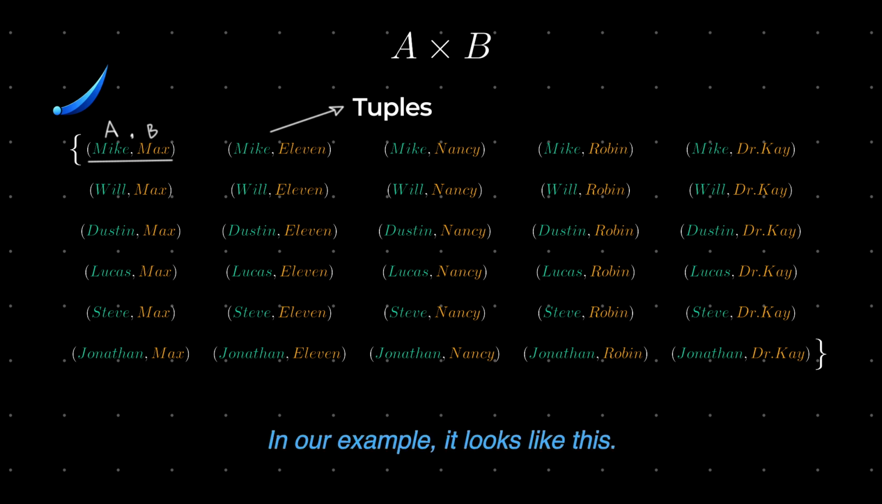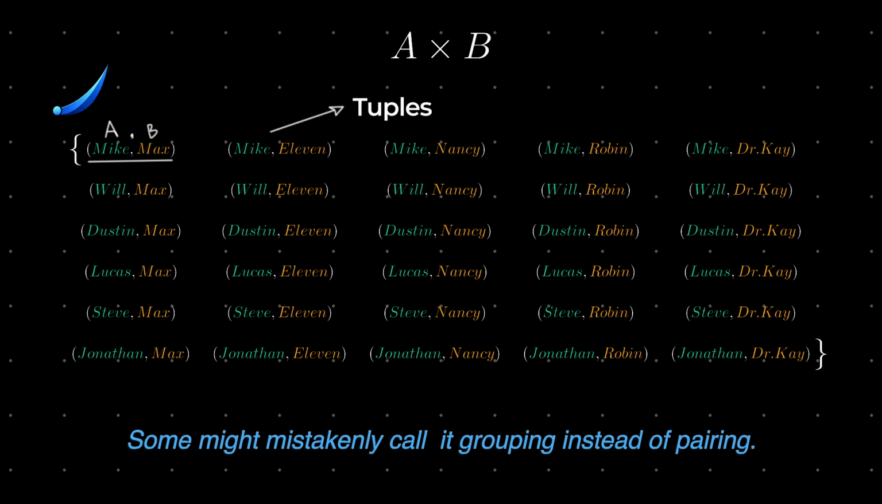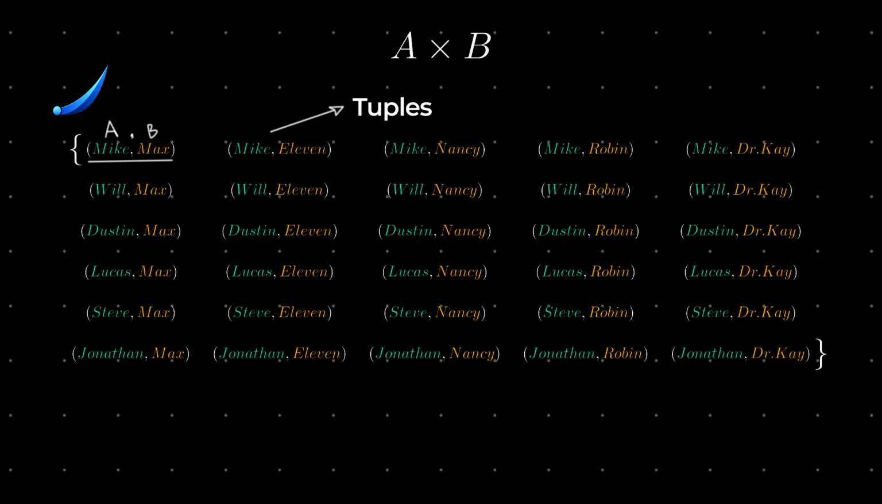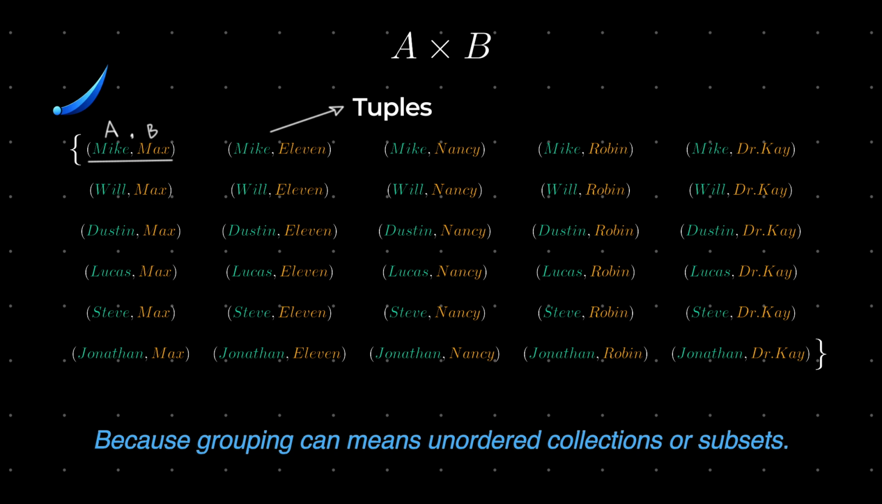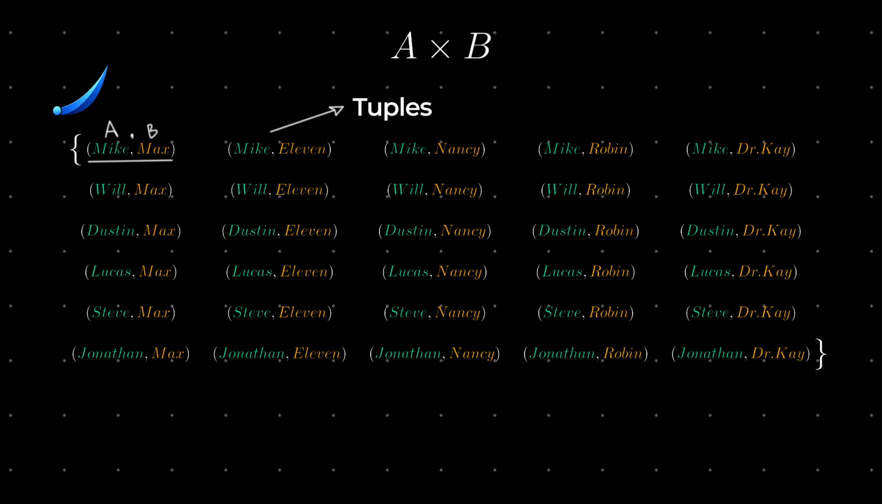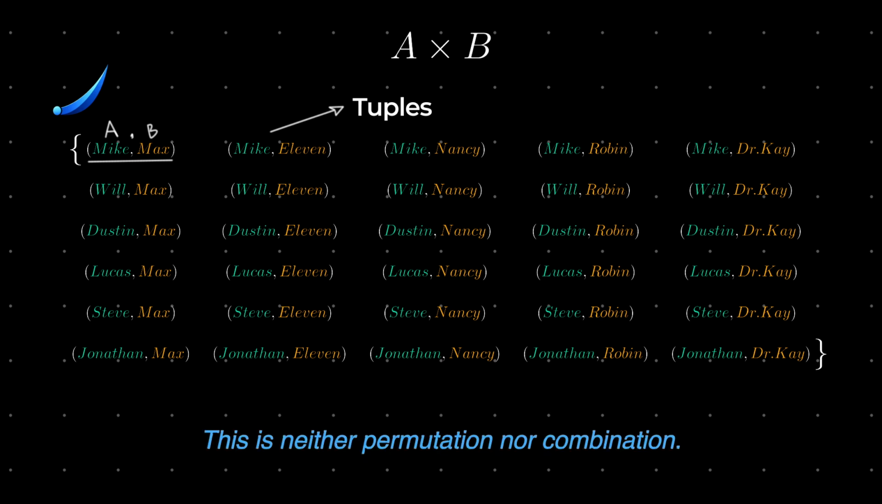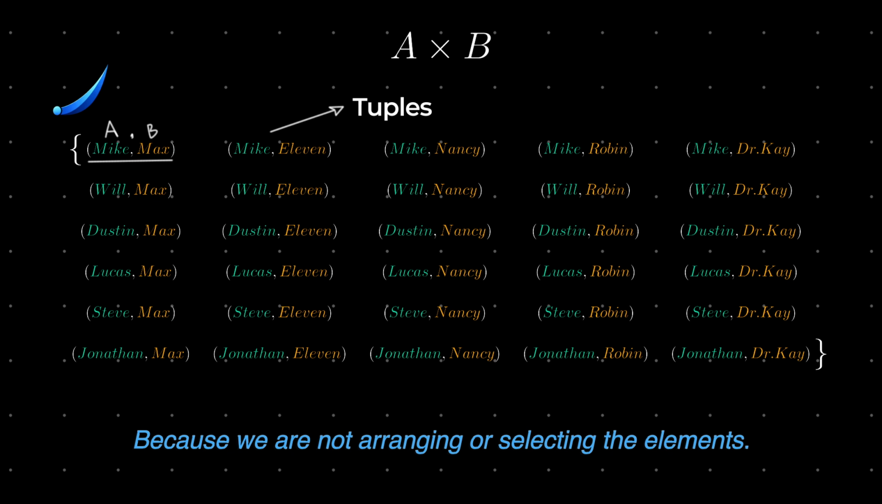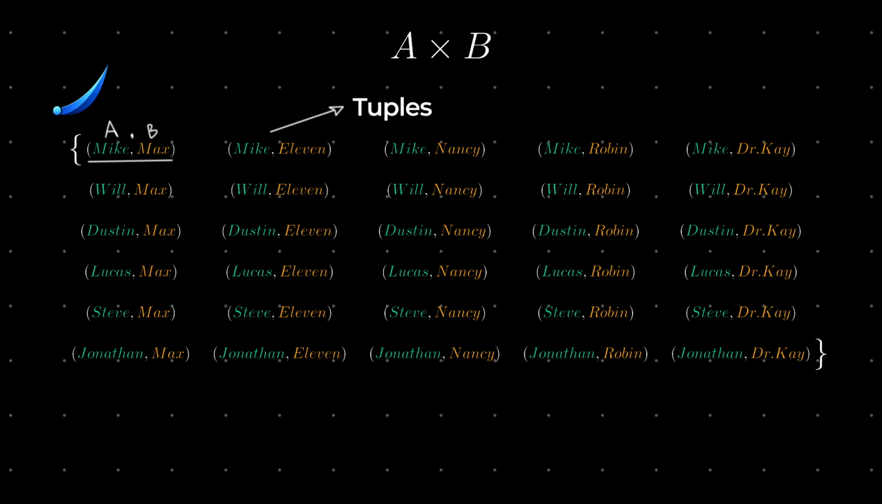In our example, it looks like this. Notice that the order of the pairs is maintained and all possible pairings have been formed. Some might mistakenly call it grouping instead of pairing, but this can be confusing at times because grouping means unordered collections or subsets. So it's imprecise to call the pairs groups. And one more important thing, this is neither permutation nor combination. Note this importantly because we are not arranging or selecting the elements, rather, we are forming ordered pairs.